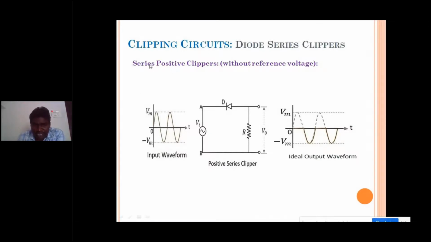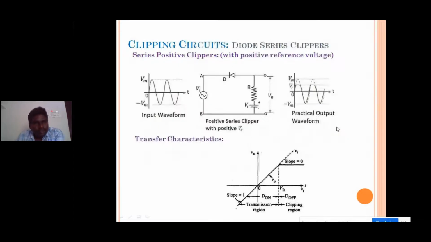Just try to understand the series positive clipper. As the name itself indicates, positive clipping means the positive part of the input signal gets clipped. That is called positive clipping. And I am using it without reference. There is no reference voltage here, so there is nothing to worry about. It gets clipped at the 0 position. Now, series positive clippers with positive reference.